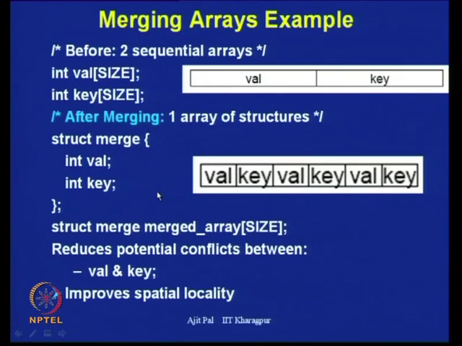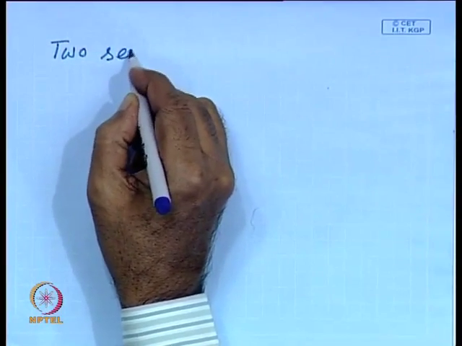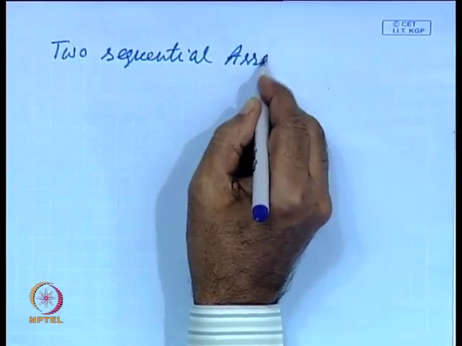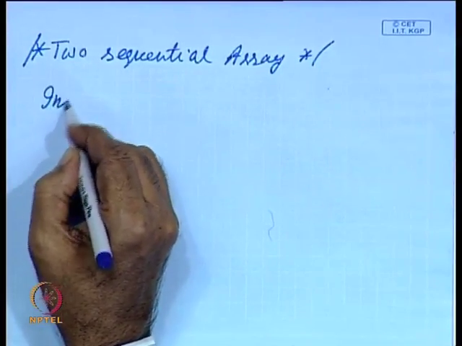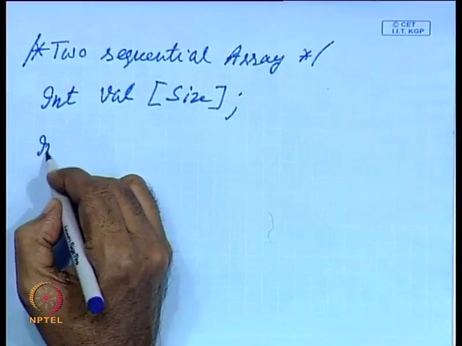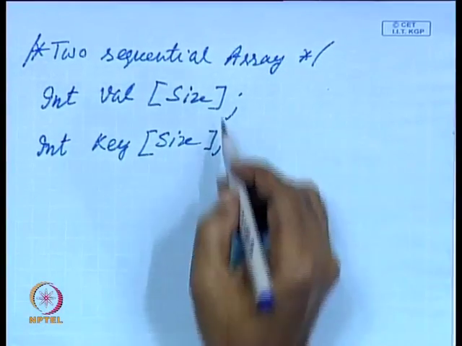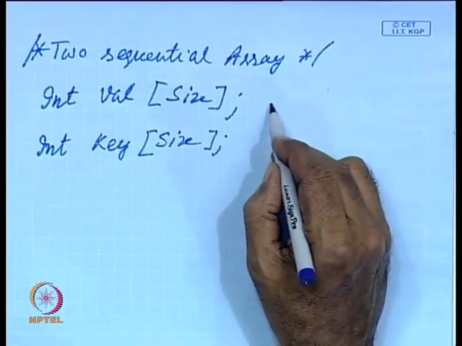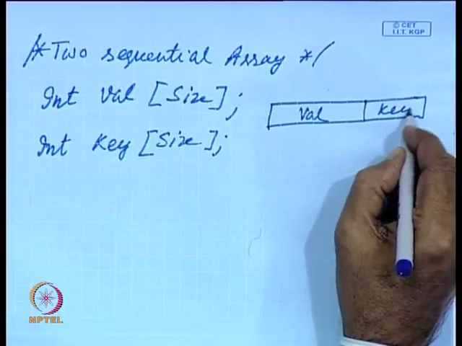So, this is the first technique, merging arrays. You can see here we have got two different sequential arrays. One is int val, this is the size of the arrays given here, and another array is key. So, these two arrays are accessed separately, and you can see the order in which it is accessed. First you are accessing the array val, and then you are accessing key, one after the other.